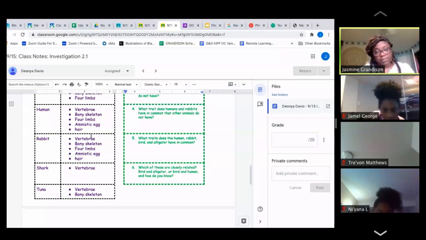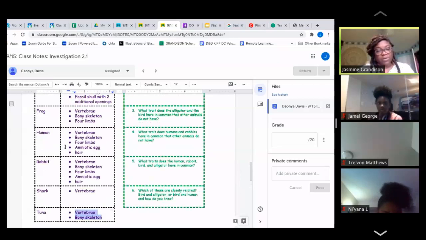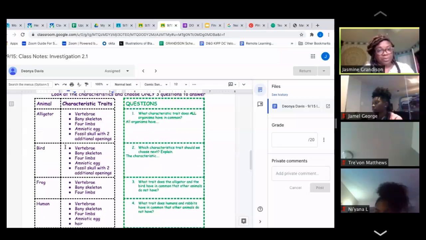Good, Shanice. Good, Jamel. Great. We're catching on. So as you get your chart, it's the tuna, guys. This is the only organism that has a vertebrae, a bony skeleton, and that's it. There's nothing else this tuna has in common with the rabbit, the human, the frog, the bird, or the alligator.